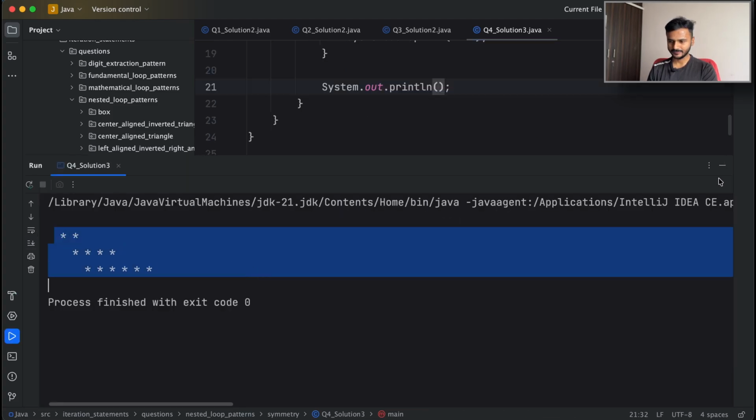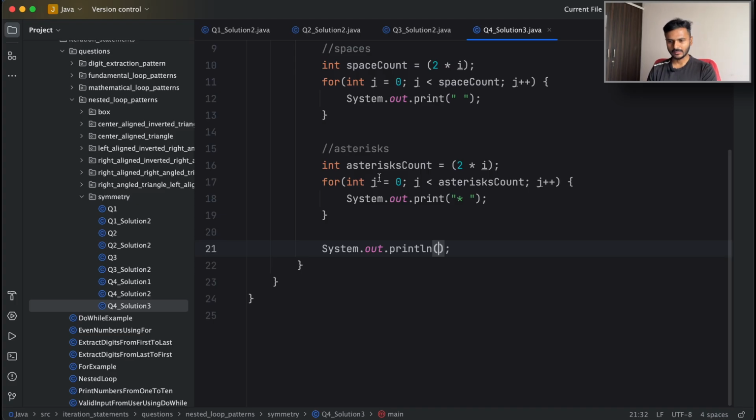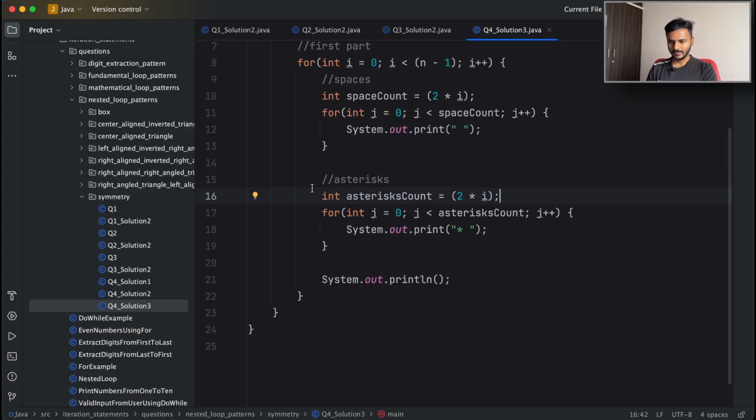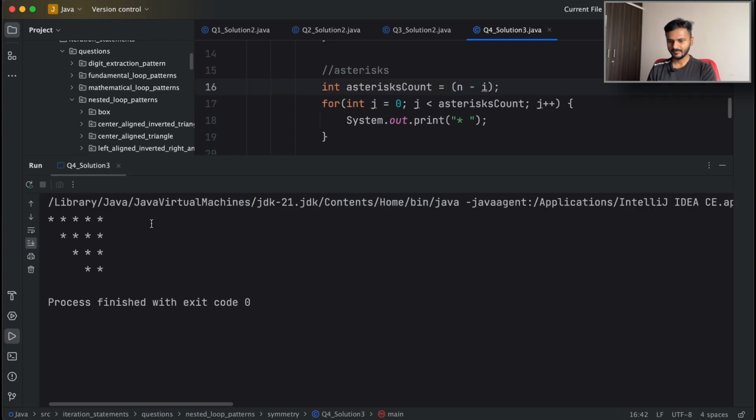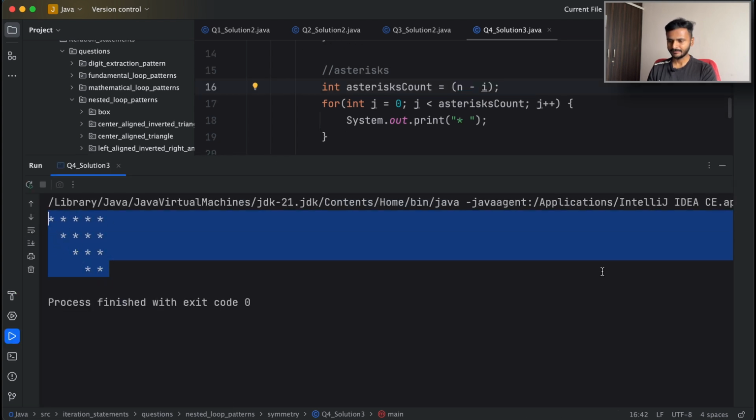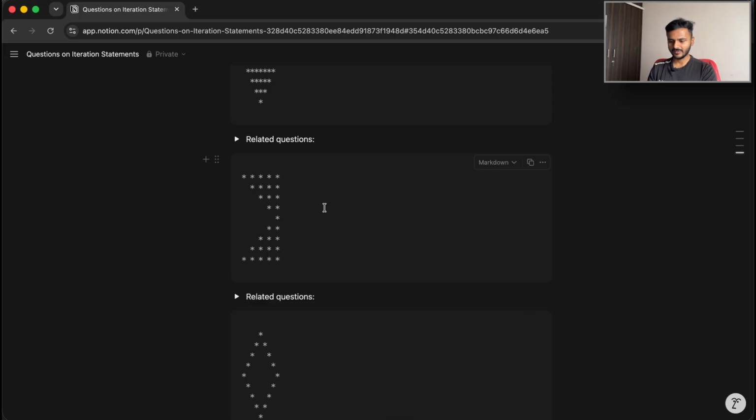And we have got this. Okay, so the mistake is over here. What we did was we said int asterisk count is equal to 2 into I, and we know that is not the case, right? That expression is for space count. So what we need over here is n minus I, right? And now this looks perfectly fine. So this is the first part of the pattern that we are trying to print.